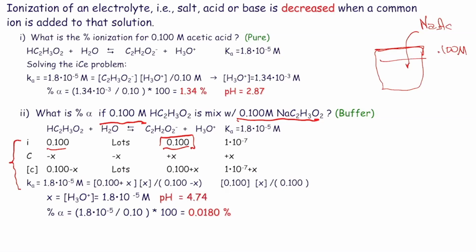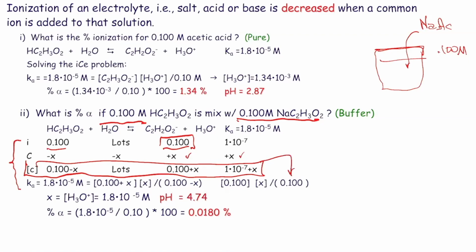We go ahead and process our ice table: minus x, because that's the amount of acid that dissociates, plus x in terms of the acetate, and then plus x in terms of the hydronium, because when the acetic acid dissociates, it produces the acetate and the hydrogen ion. So here it is right here. This is the equilibrium condition. And then we stick that into the mass action expression, products over reactants.